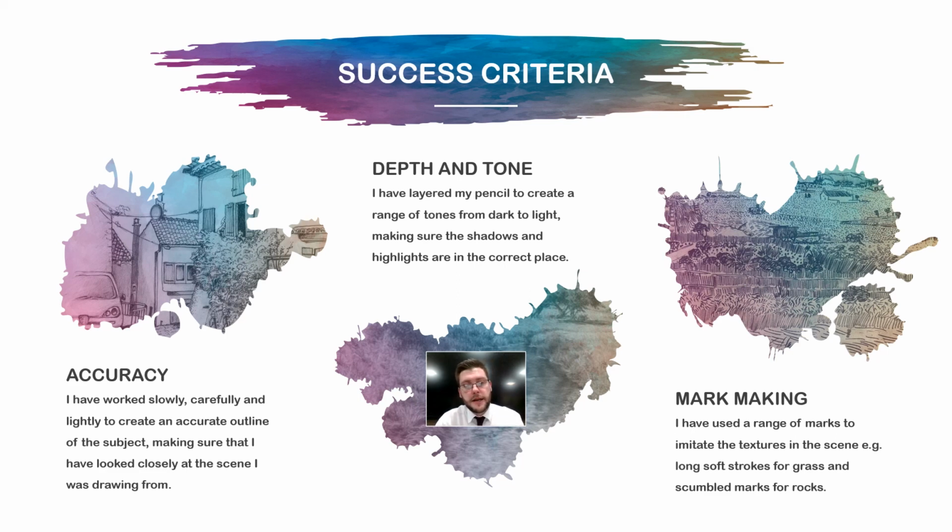The depth and tone comes second. I've layered my pencil to create a range of tones from dark to light, making sure the shadows and the highlights are in the correct place. And mark making. I've used a range of marks to imitate the textures, so that's long soft strokes or scumbled marks or things to create leaves or rocks or walls or roofs, whatever you can think of.